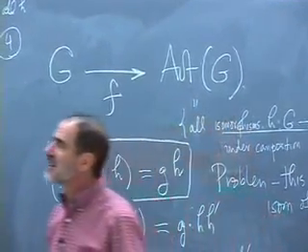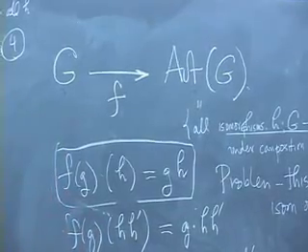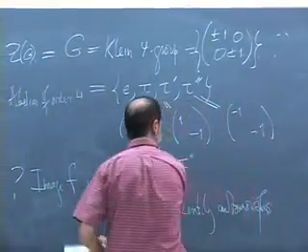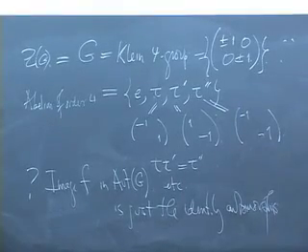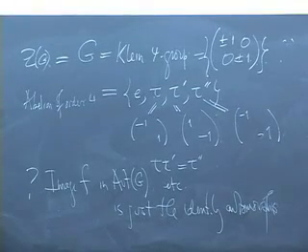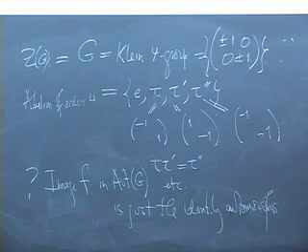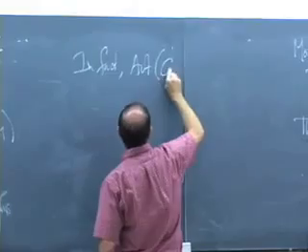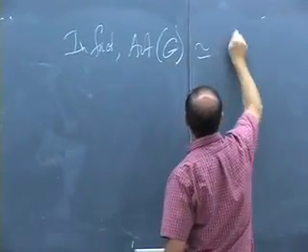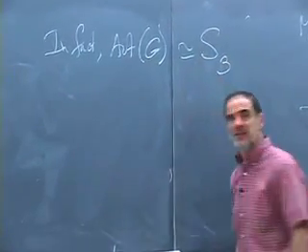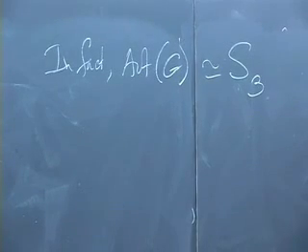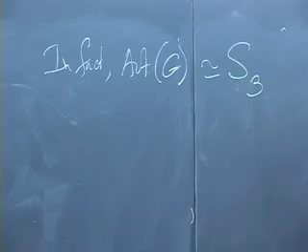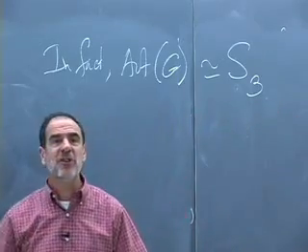On the other hand, I claim that this group has a non-trivial automorphism group. In fact, and this is a nice exercise, the automorphism group of G is isomorphic to the symmetric group on 3 letters. Well, how could that possibly be? I mean, how could I associate to an automorphism a permutation of 3 objects?